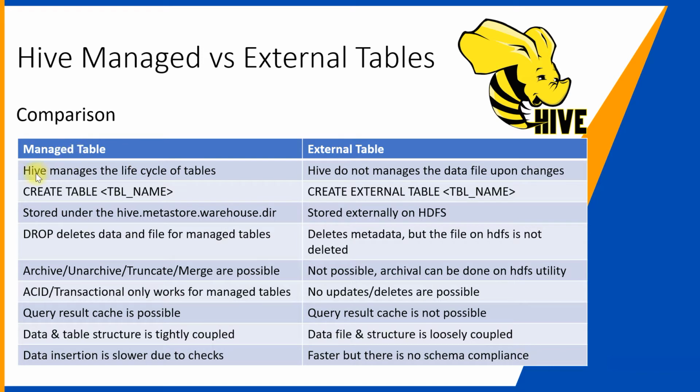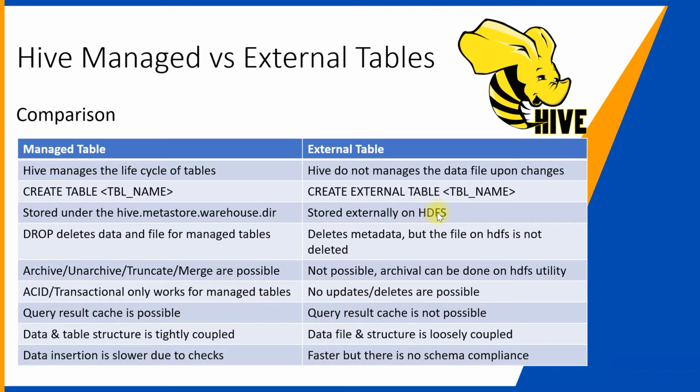So here is the comparison between these two types of table. In the managed table, it is completely managed by Hive, starting from the creation of the table to dropping the table. Whereas in an external table, Hive will just take care of deletion of metadata, I mean the structure of the table, but it will not touch the data file. The regular managed table is created using the create table syntax, whereas we have an external keyword in an external table. It is directly stored under the Hive Metastore warehouse directory, whereas in an external table, the data file is stored on HDFS, whatever path you externally provided.